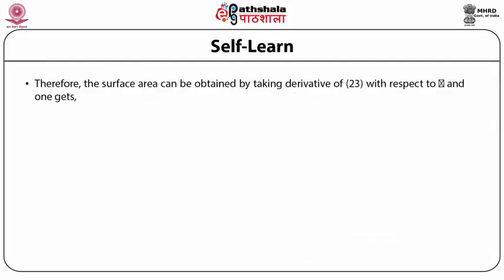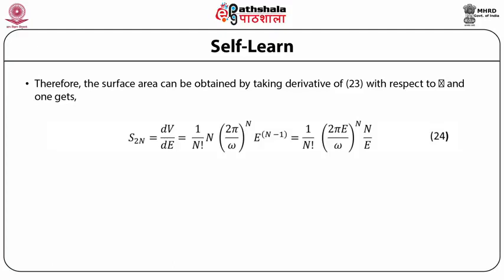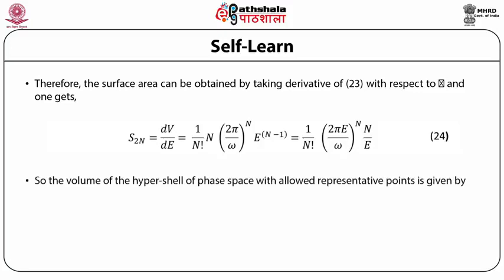Therefore, the surface area can be obtained by taking the derivative of 23 with respect to E, and one gets the surface area of 2n dimensional space is equal to dV by dE is equal to 1 upon n factorial multiplied by n multiplied by (2 pi by omega) raised to power n E raised to power n minus 1, which is equal to 1 upon n factorial multiplied by (2 pi E upon omega) raised to power n multiplied by n upon E. So, the volume of the hypershell of phase space with allowed representative points is given by omega is equal to 1 upon n factorial multiplied by (2 pi E upon omega) raised to power n multiplied by n delta upon E.